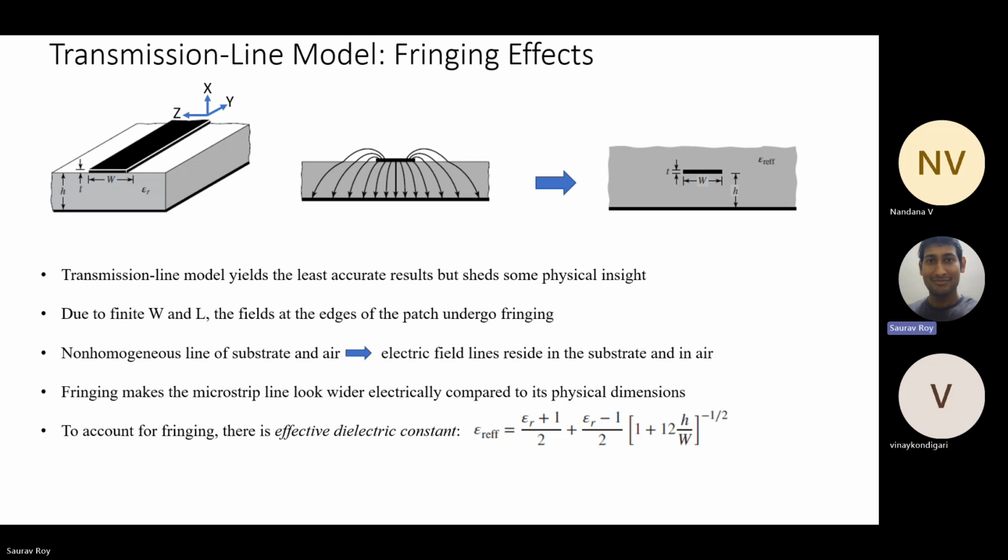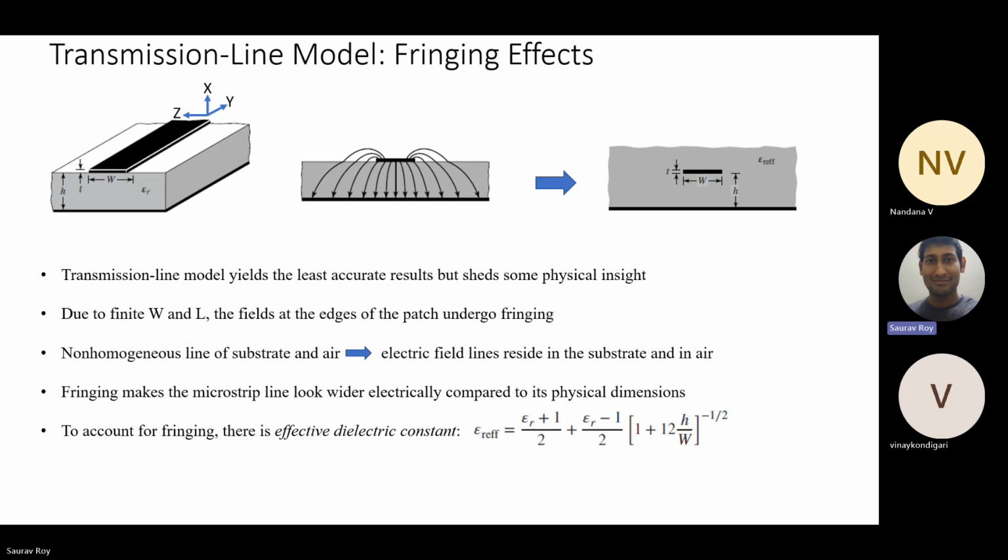So the transmission line model does not give better results. Generally, we look into a cavity model later, but why do we still look into the transmission line? Because it gives you some physical insight. Let's see what these insights are. Due to finite W and L, the fields at the edges of the patch undergo fringing. Because of finite length. If it was infinite length, there would be very little fringing. Because of the finite length only, it has these fringing effects.